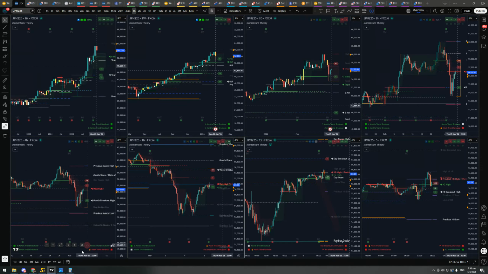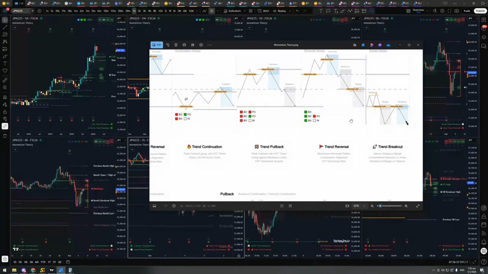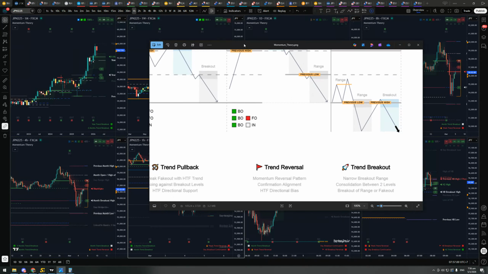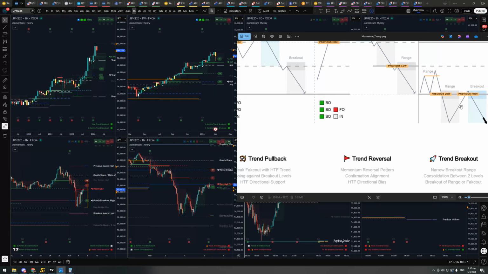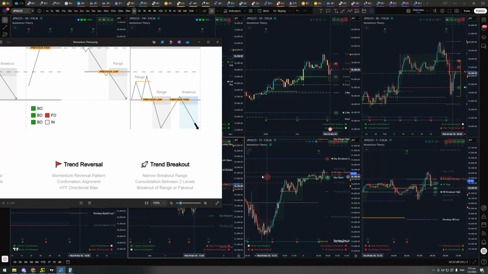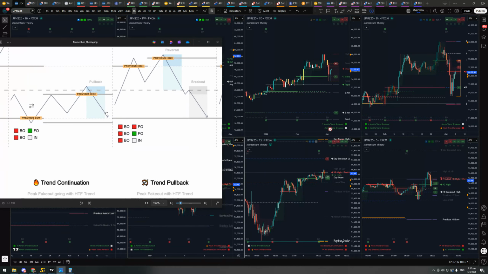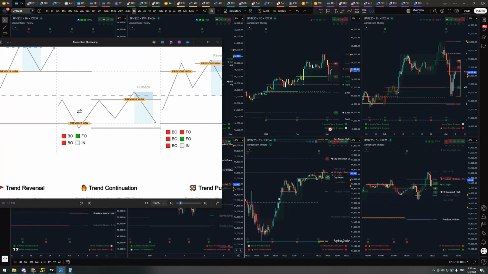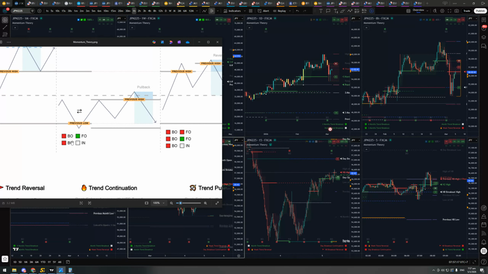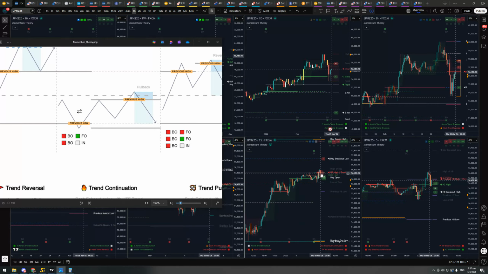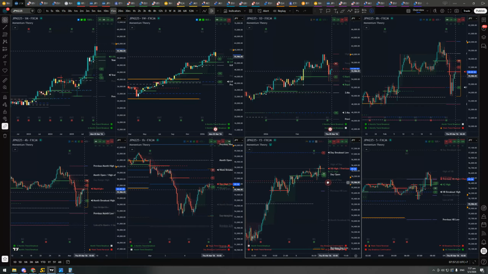So on the H1, I'm looking at a trend breakout, which is this setup right here. We broke out below the previous week low, coming back up, faking out the momentum time frame to look for a continuation back down. And on the M15, I'm looking for a trend continuation. We're below breakout levels, breakout followed by inside, and price came up, faking out the setup time frame and the momentum time frame. So I would like to see if it can flip this H8 and look for a continuation.